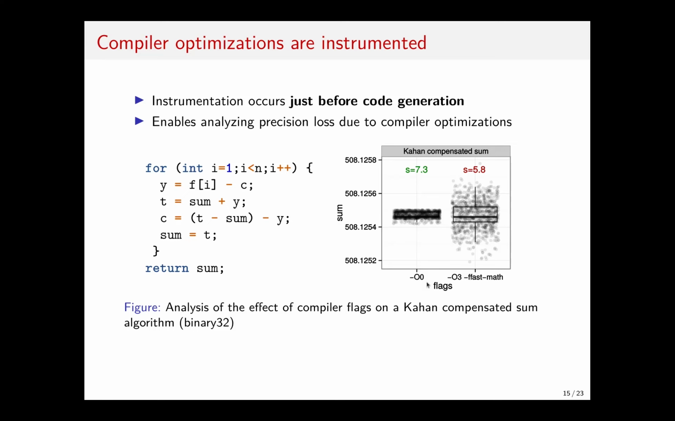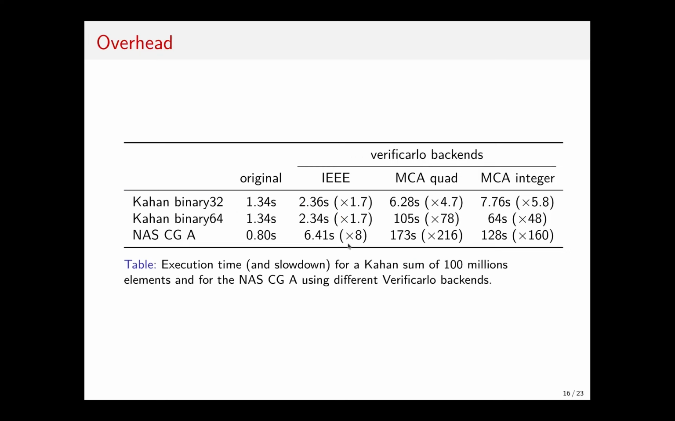If we compare the no optimizations, we can see that actually, when we repeat many different computations, here the signal to noise ratio is going to be much smaller for the no optimizations. We have 7 significant digits, but for the optimized version, we have only 6 significant digits. What happened here is that with O3 fast math, the compensation term was eliminated by the compiler, and thus we lost the compensation. So VerifiCarlo can capture what happens in the compiler for accuracy.